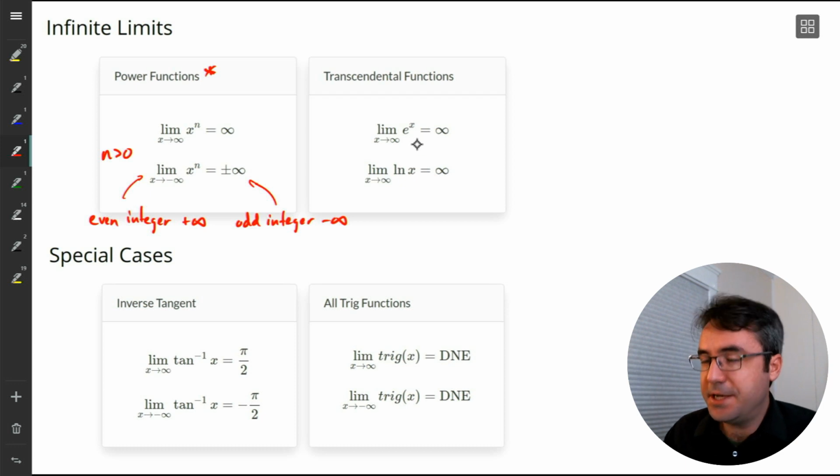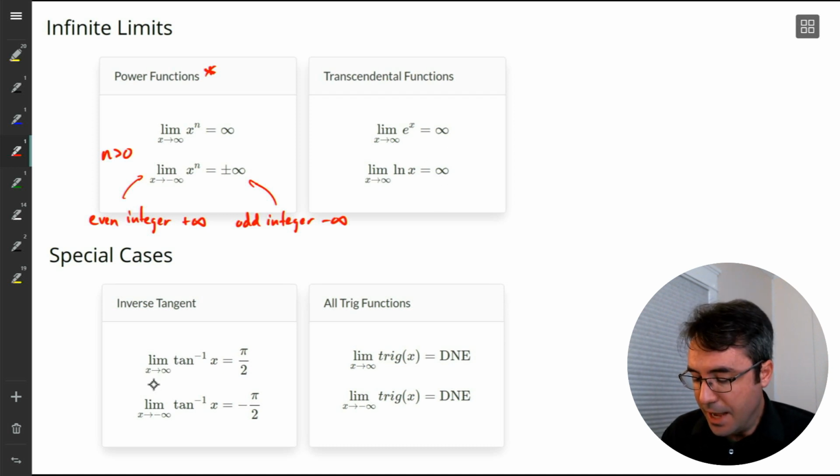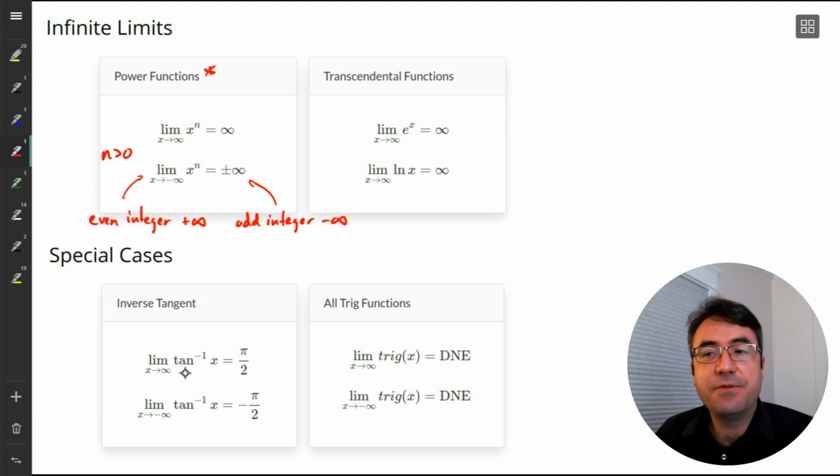Some other common ones we see: the limit of e to the x as x approaches infinity gets really big. Same thing with natural log. So the limit of natural log x as x goes to infinity also gets really large positive, so it goes to infinity. And then a few special cases. So inverse tan, this is one that shows up a bit. The limit of inverse tan as x approaches infinity is pi over 2. And then if we go in the other direction, x approaches minus infinity, we get negative pi over 2. Again, probably just remember those.